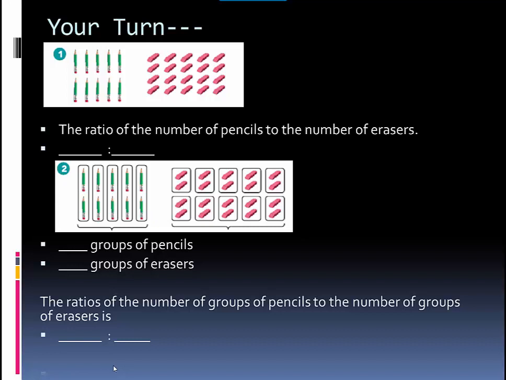Now it's your turn. Look at the pencils and the erasers. Write the number of pencils to the number of erasers. You will be doing this on your worksheet that you will turn in tomorrow, and we will go over them in class. Now look at number 2. We have put the pencils and the erasers into groups of 2. How many groups do we have of pencils? How many groups of erasers? Once you figure that out, the ratio of the number of groups of pencils to the number of groups of erasers is.